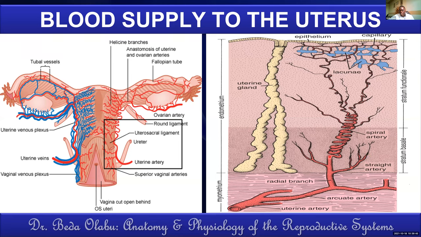The parts of the radial arteries that extend into the stratum functionalis of the endometrium usually coil so much, we call them the spiral arteries. These are the ones that would be affected at some point during menstruation, the spiral arteries. They are highly coiled arteries, and they extend into the stratum functionalis of the endometrium.